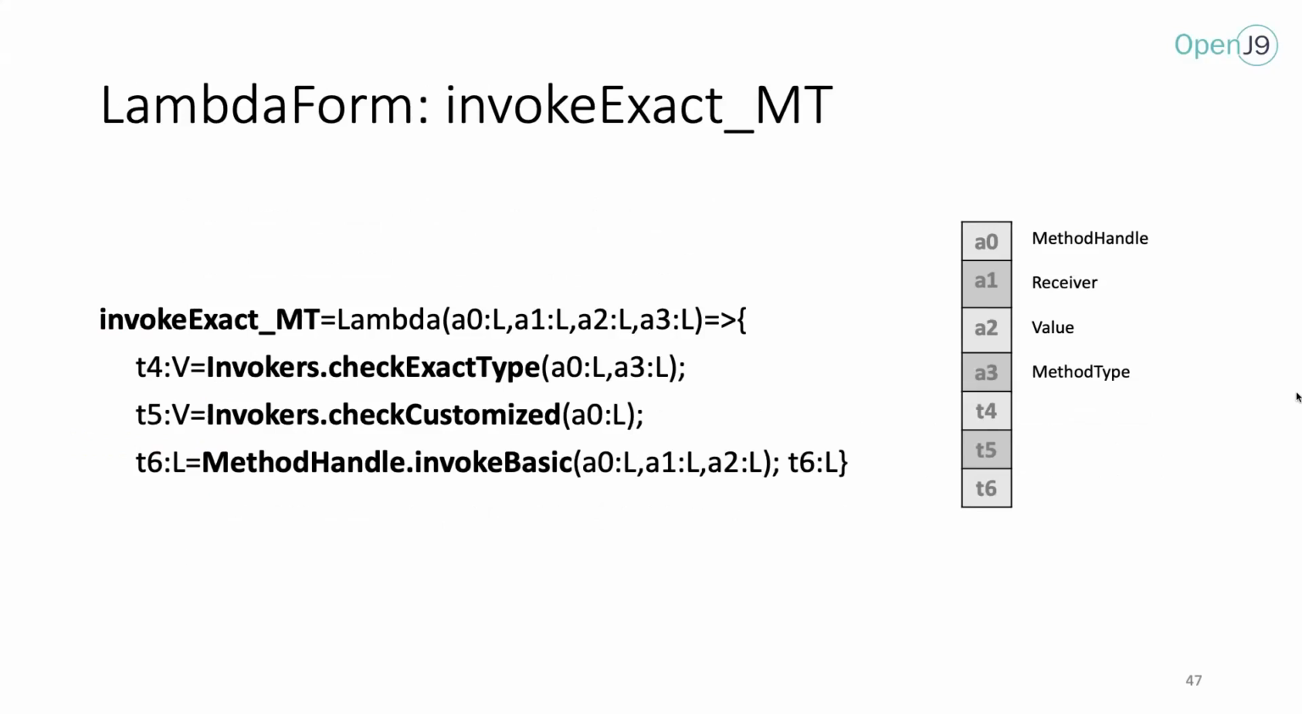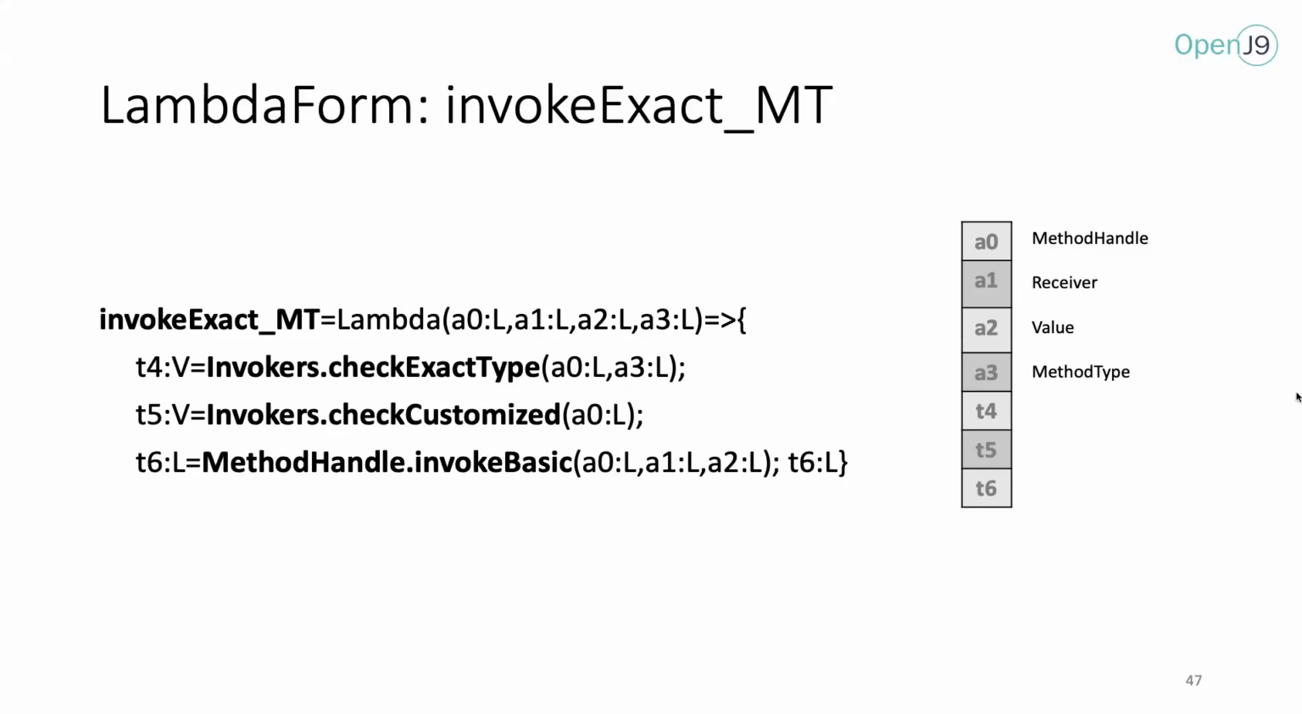T4 is going to be a check exact type, which is making sure that the actual method type matches with what we are expecting for this method handle. And the T5 expression is profiling code to determine whether we should generate a customized Lambda form. So it's going to increment an invocation count, which is a field in the MethodHandle class. And if we exceed a threshold, it will decide whether to generate a customized Lambda form for this method handle.